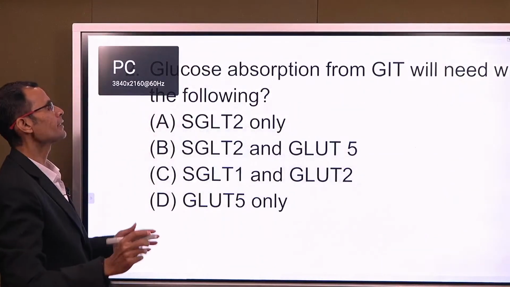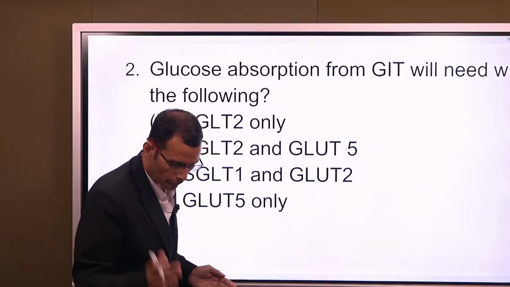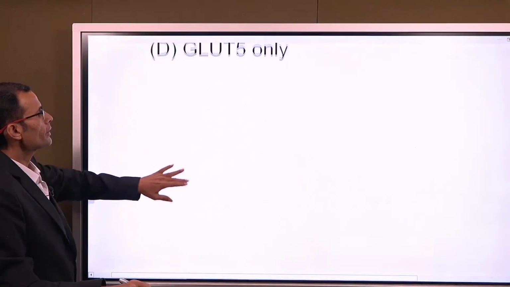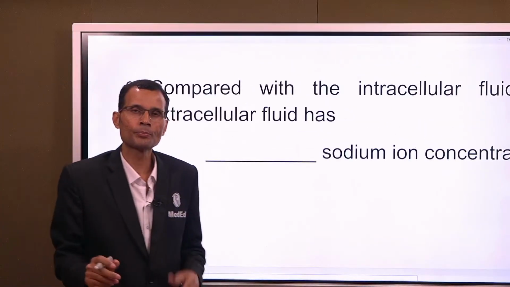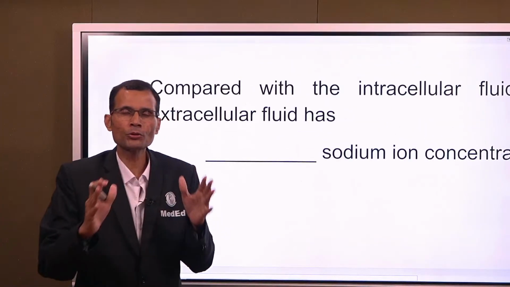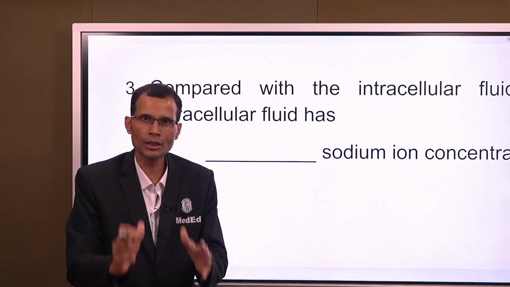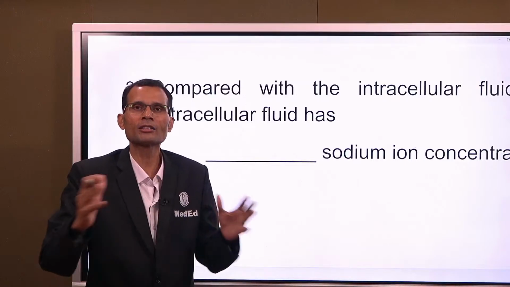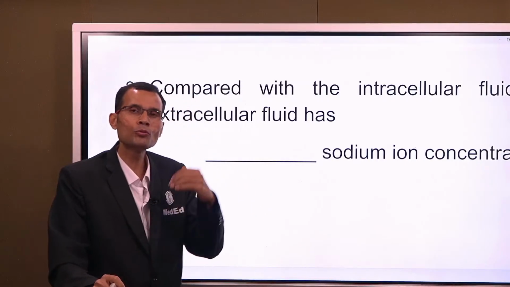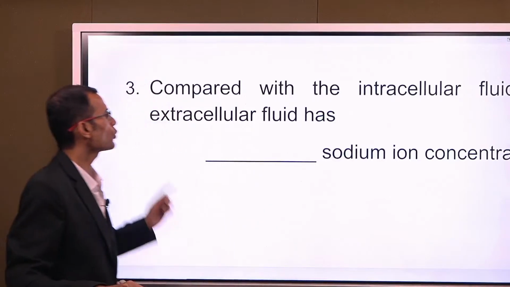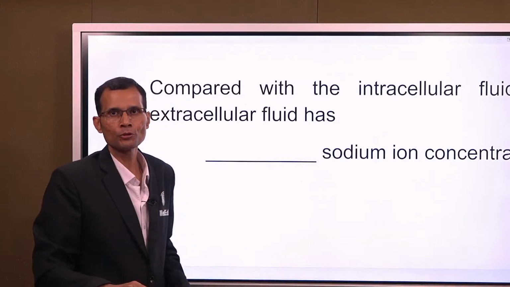So what was the answer? SGLT1 and GLUT2. So that's the second MCQ. Now let's look at the next question. I am not going to the next system. We will first cover the general physiology properly, at least some aspects which are always asked in the FMGE exams, and we will move on from that point. So let's finish the general physiology MCQs first.